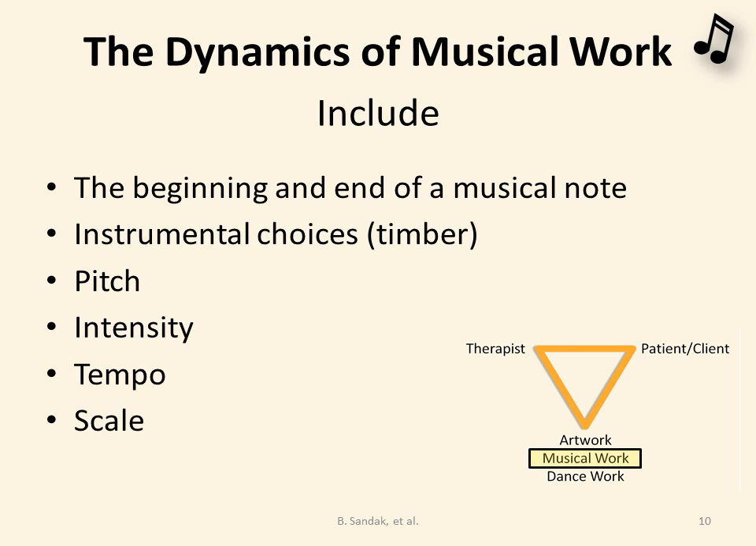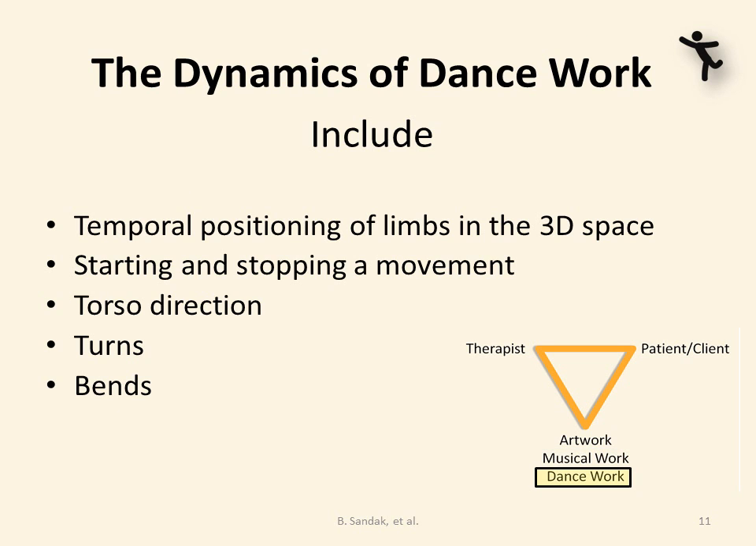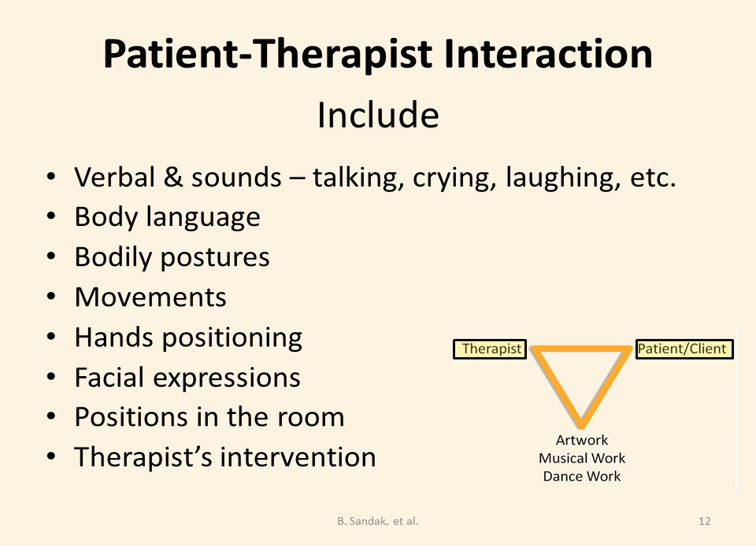In musical work, the dynamic occurrences include the beginning and end of a played musical note, the pitch, intensity, tempo and instrument choices. In dance work, these include for example, the temporal positioning of the limbs in 3D space, torso direction, turns and bends. The artistic construction work itself is not the sole component of the relevant dynamic processes, complex social interaction also occurs. A session involves the therapist and patient, their verbal and nonverbal communication, body language, bodily postures, movements, hands positioning, facial expressions, positions in the room, the therapist intervention, and more.